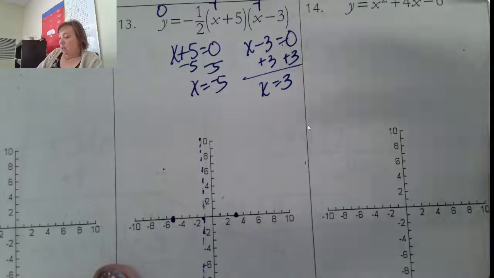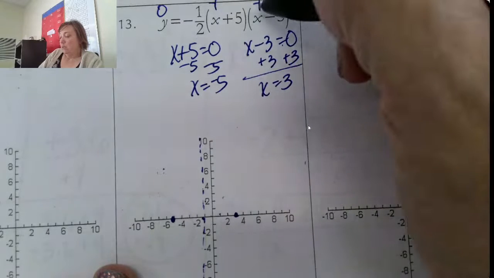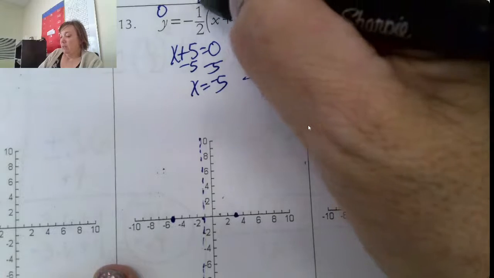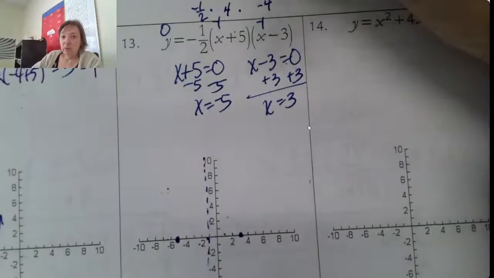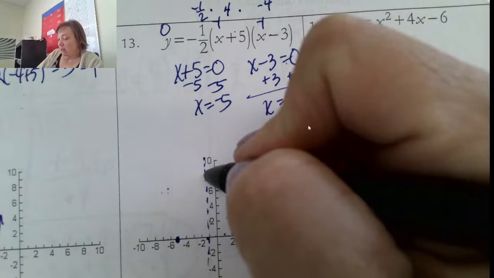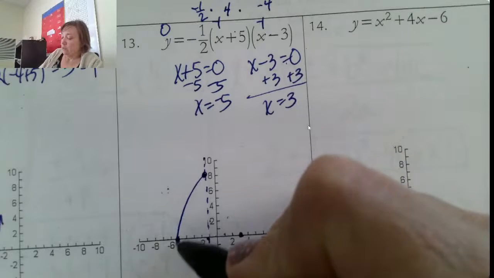So negative 1 plus 5 is what? 4. Negative 1 minus 3 is negative 4. So I've got negative 4 times positive 4 times negative 1/2, positive 8, right? So we know that that's where our vertex is going to land right there. So that gives us enough of an idea that we can sketch out this graph.